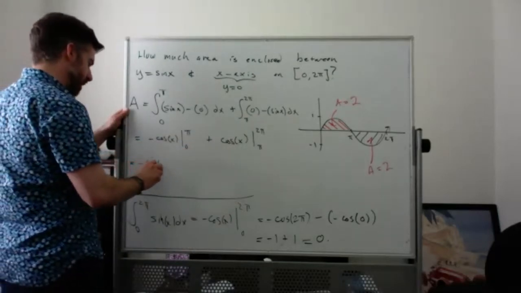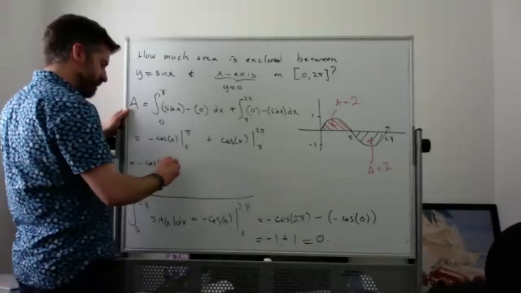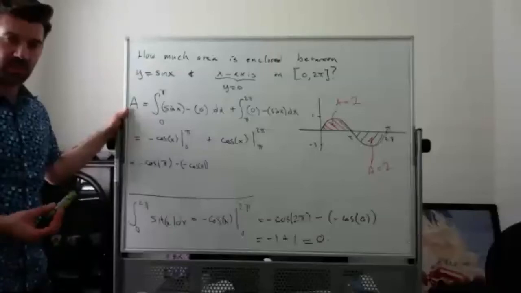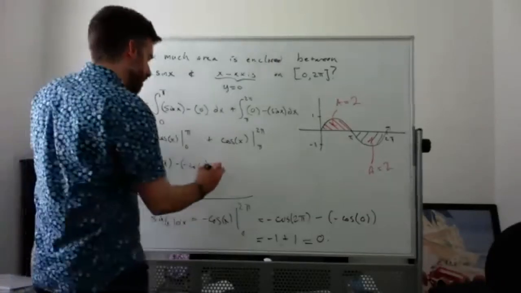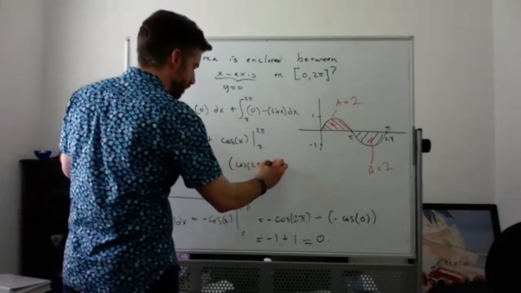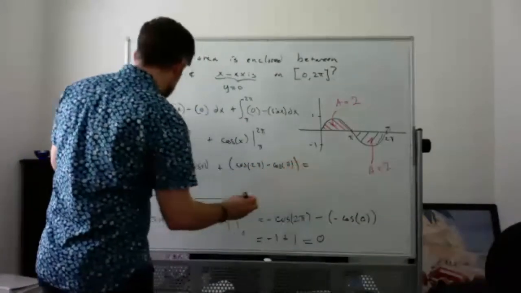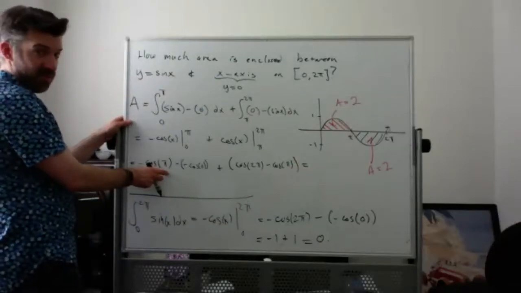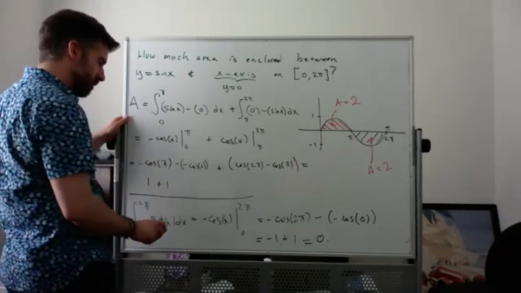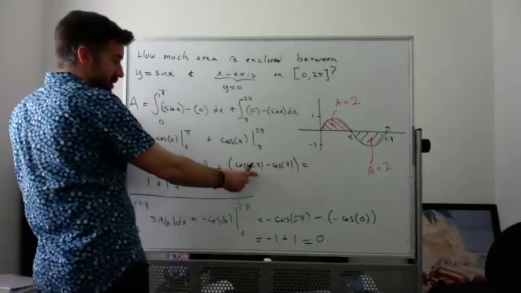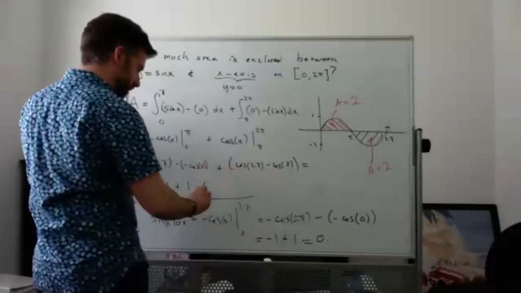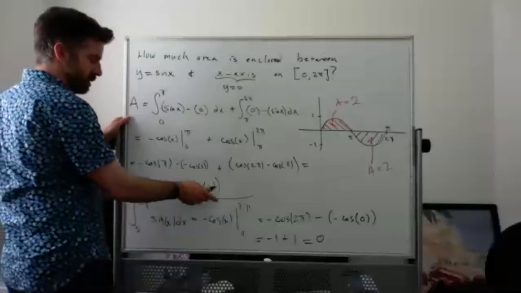So you get minus cosine of pi, minus minus. Once you get more practice with this, you'll start seeing a minus minus and automatically just writing plus. It's not too terrible. And then plus cosine of 2 pi minus cosine of pi. And this ends up being, let's see, minus cosine of pi is negative 1, so negative negative 1 is 1, plus cosine of 0 is 1, plus cosine of 2 pi is also 1, it's the same as cosine of 0, minus cosine of pi is negative 1. So I end up with 1 plus 1 plus 1 plus 1, which is 4.